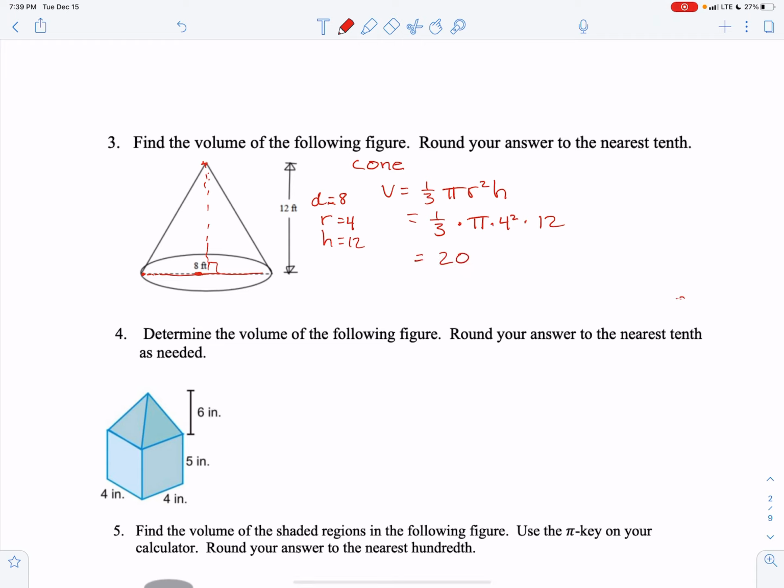So I have 201.06. I'm going to round it to the nearest tenth. So I identify the digit in the tenths position. The number directly to the right is 5 or more, so 201.1. And we're in volume, so it'll be cubic units, so cubic feet.